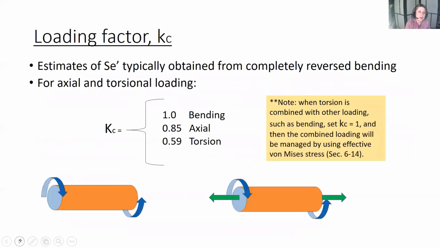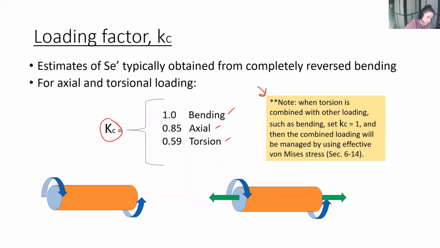Okay, so loading factor. Estimates of SE primed are typically obtained from completely reversed bending, and the video talked about what completely reversed bending is. But we have to account in real life for different types of loading. So that's what KC does. So if it's bending, we have 1. If it's just axial loading, we have 0.85. If you have a shaft that is only in torsion, you use 0.59.